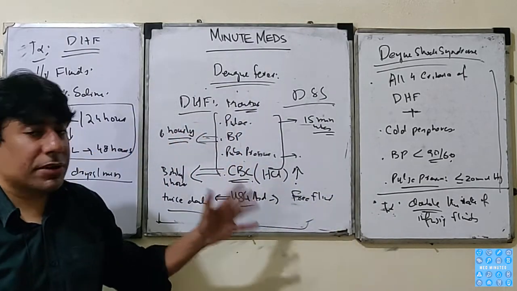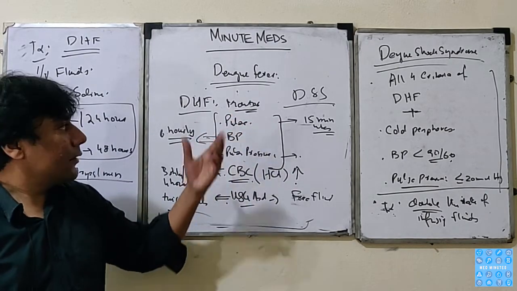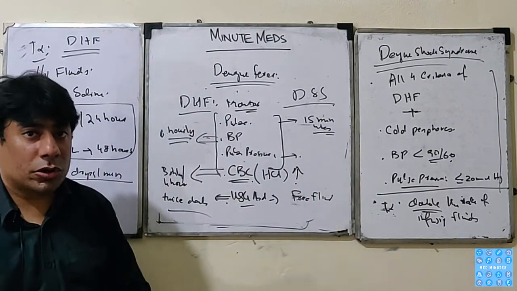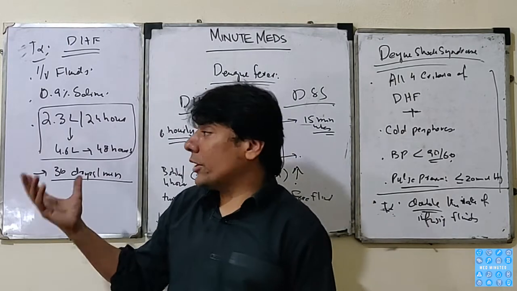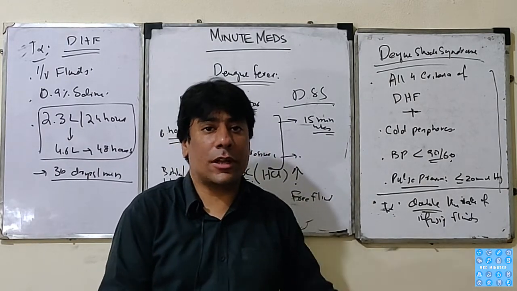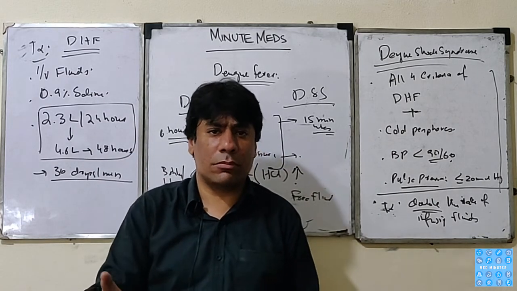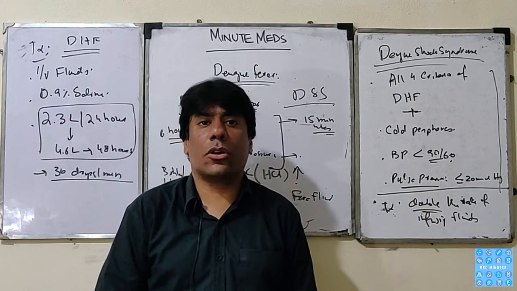This is the basis of the treatment in the case of complications. In dengue hemorrhagic fever and dengue shock syndrome, the bottom line is to replace the fluid. The fluid of choice is 0.9% saline, infused at a certain rate, and we monitor at different times. In dengue hemorrhagic fever, usually hourly. In dengue shock syndrome, every 15 minutes. So this is all about dengue fever.